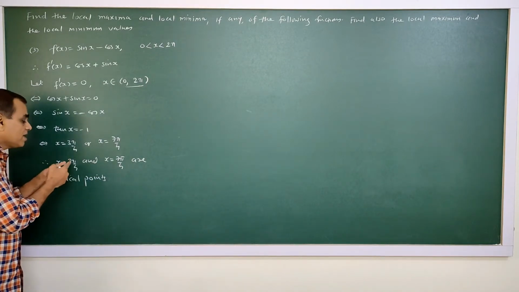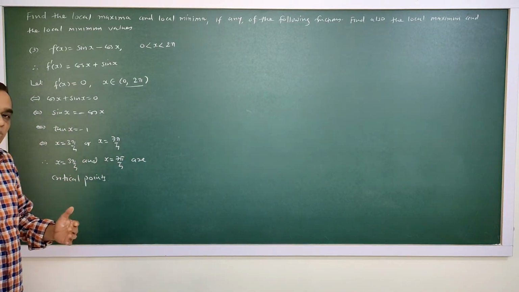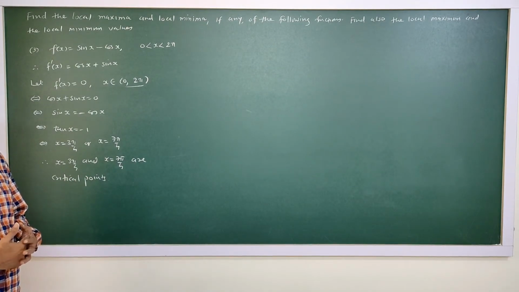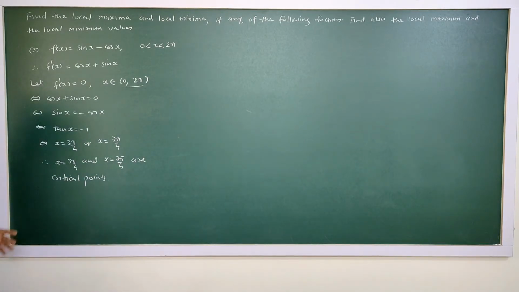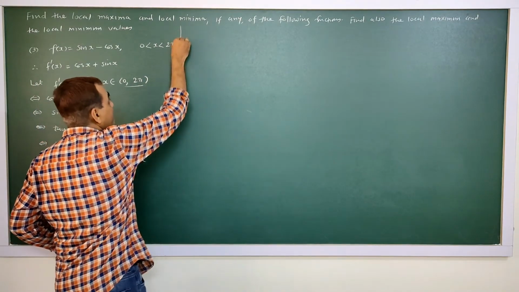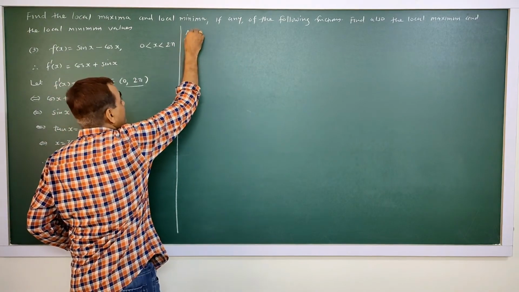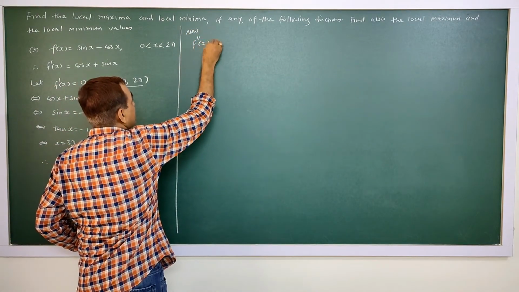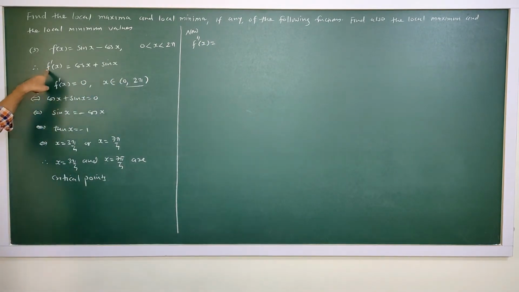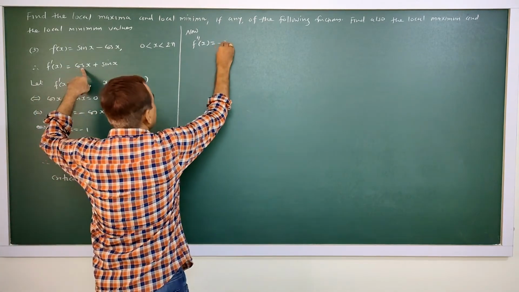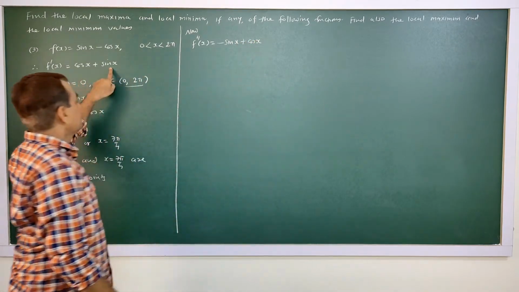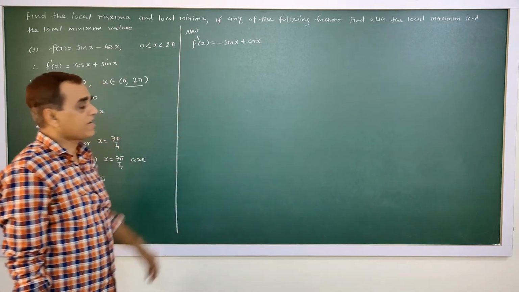That means at these numbers, the function may have local maximum or local minimum values. Now to check at which number the function has a local maximum or local minimum, we use the second derivative test. So to use the second derivative test, we find f double dash x. The derivative of cos x is minus sin x, and the derivative of sin x is cos x. This was f dash x, this is the second derivative, f double dash.